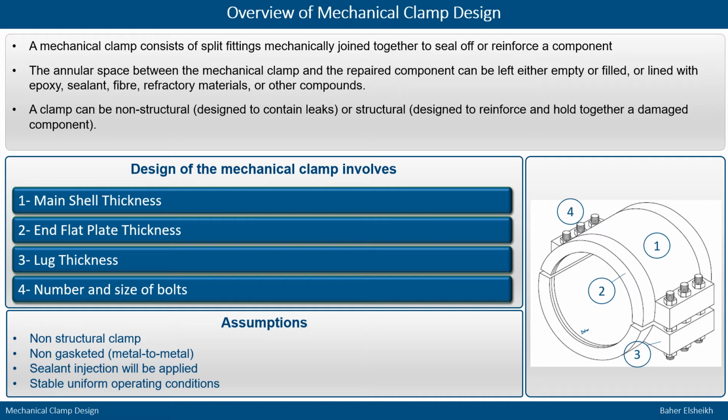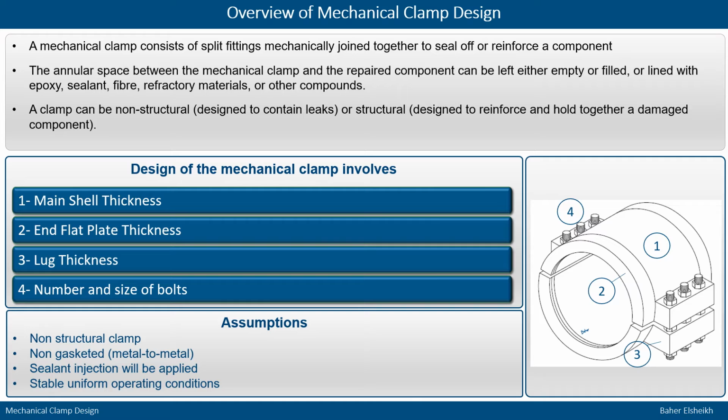The main component of the mechanical clamp is the main shell, and that's why during the mechanical design we will go step by step for each of these components: the design of the main shell thickness, the design of the end flat plate thickness, the design of the lug thickness, and specifying the number and size of bolts.